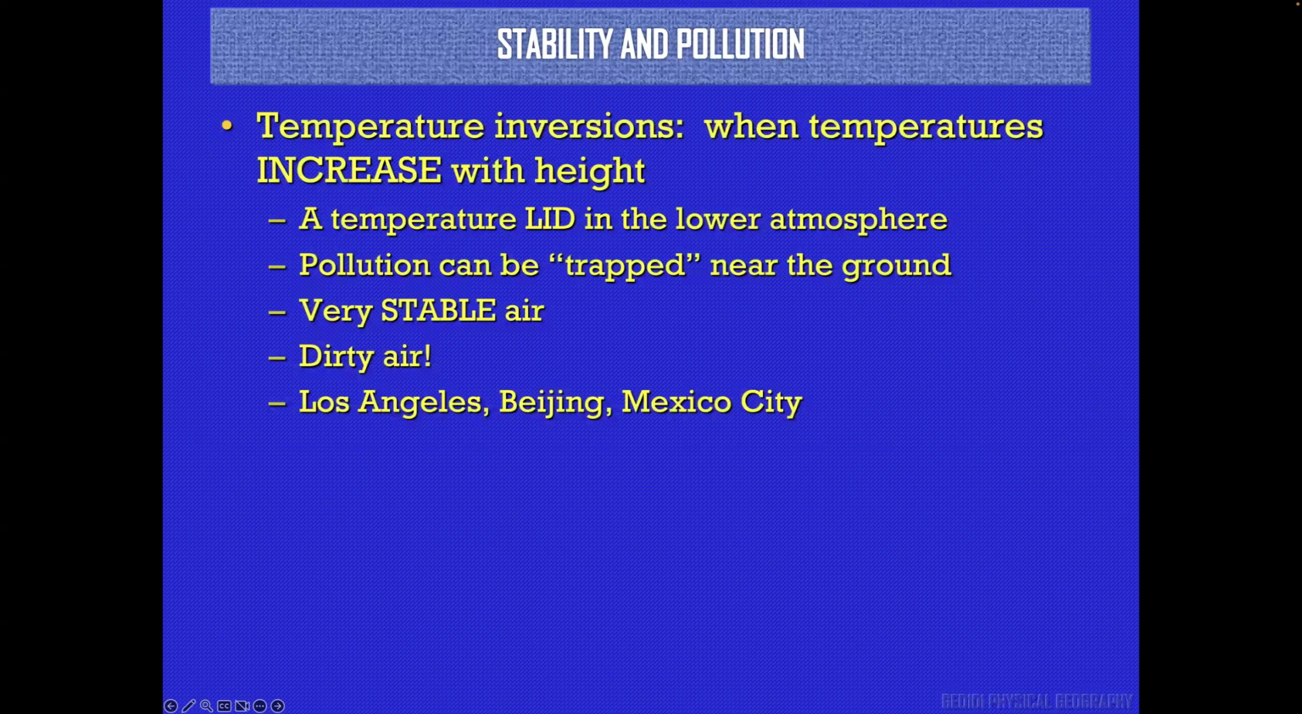Stability, on the other hand, can lead to pollution issues. Because the air temperature increases with height, it literally forms like a lid, a temperature lid, which traps all the air near the ground. And if that air happens to be dirty, then you get events like what happened in Beijing, in China, Mexico City, Los Angeles. Lots of industry, lots of cars. And if you have a stable atmosphere, everything just gets trapped. And you've seen that. It becomes really obvious.